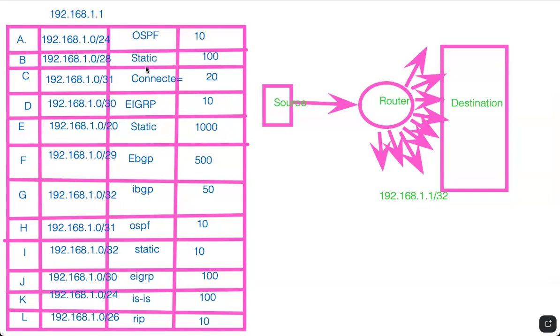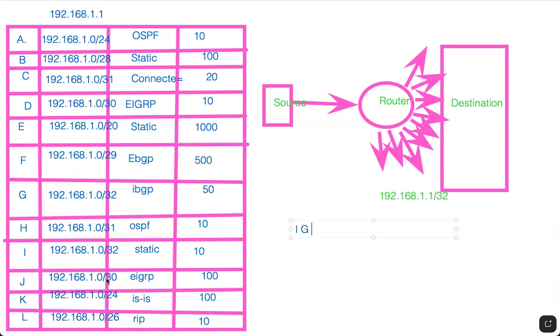Okay, let's see. 192.168.1.1/32. In this case, we have to go with the longest prefix match, right? If you observe, there is one /32 and another /32. So G and I are the /32s. These are the longest matches for the destination, right? So it will be a tie between G and I. Next one is static and IBGP. We know static has an AD value of 1 and IBGP is 200. So I will be the first best route, and then G.